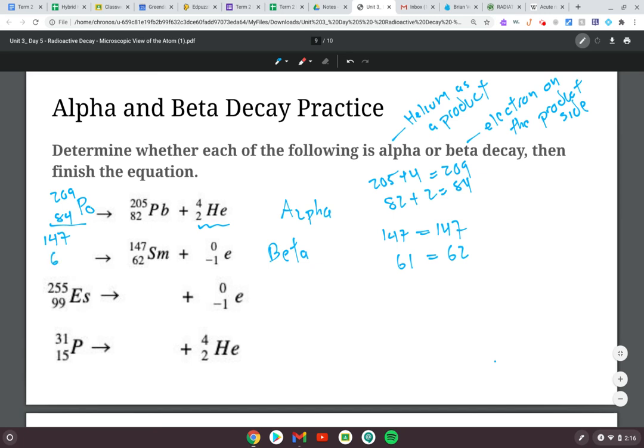So this original element had an atomic number of 61, and if I locate 61 on the periodic table, I see that it is element promethium, which has the symbol Pm. And there you have that. Why don't you take a second and pause the video and work through the next two here, and then we'll check our answers.